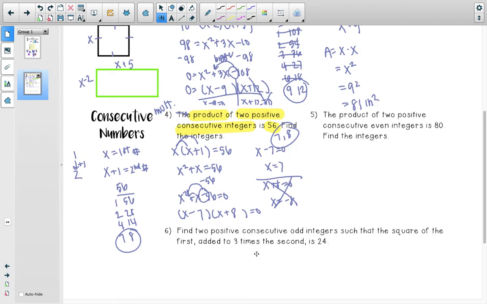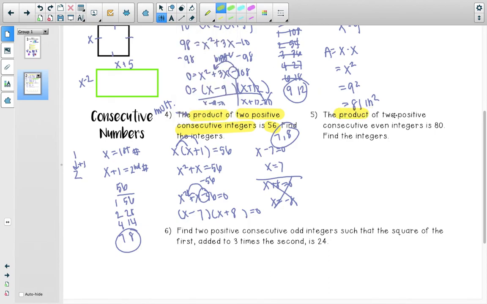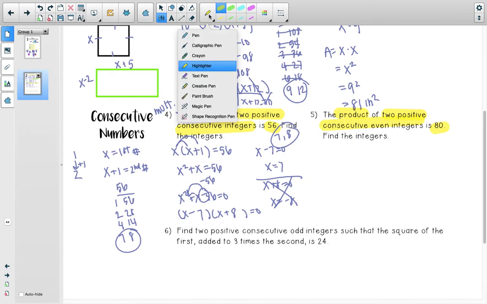We're going to set up number 6 and actually solve it. So once again, the product of 2 positive consecutive even integers is 80. So we've talked about this before with even and odd.